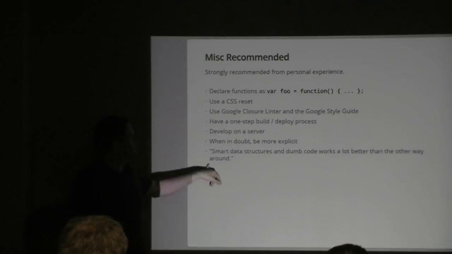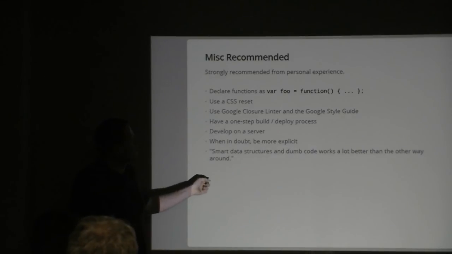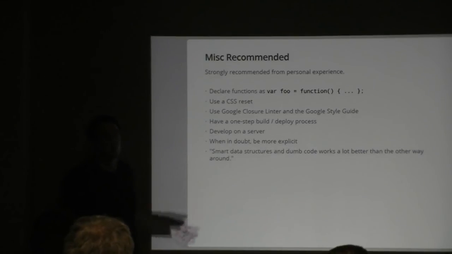And then smart data structures and dumb code works a lot better than the other way around. That's from Art of Unix Programming, I think, by Eric Raymond. That's really true in JavaScript, right? We can create these really powerful data structures in JavaScript with nested objects and arrays. And it's way better to have a nice data structure and stupid code than the other way around. So highly recommend that.